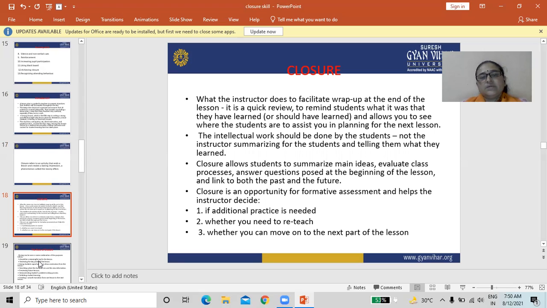The intellectual work should be done by the students, not the instructor, summarizing for the students and telling them what they learned. Closer allows a student to summarize main ideas, evaluate the class process, answer questions posed at the beginning of the lesson, and link to both the past and the future.